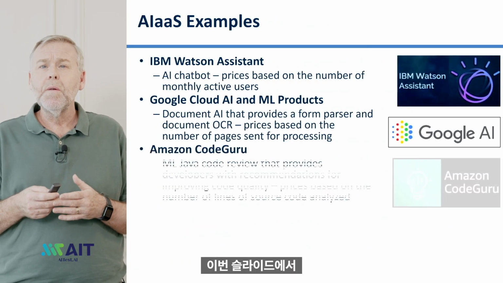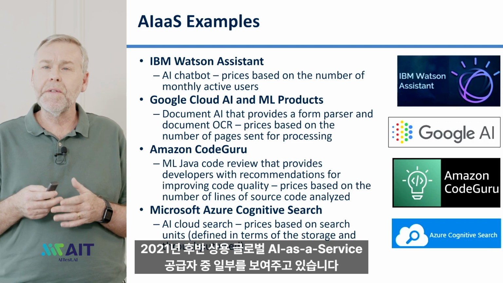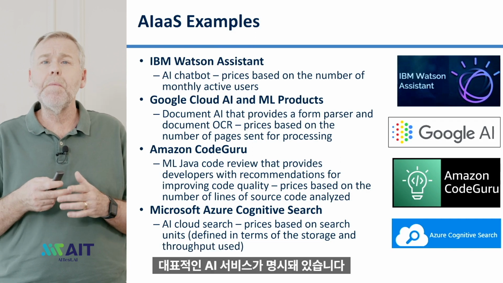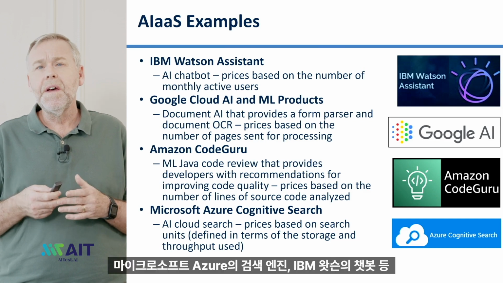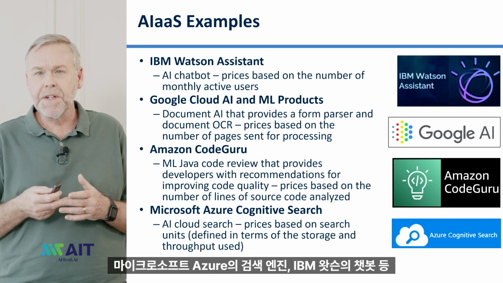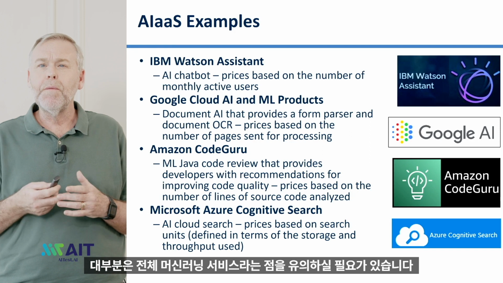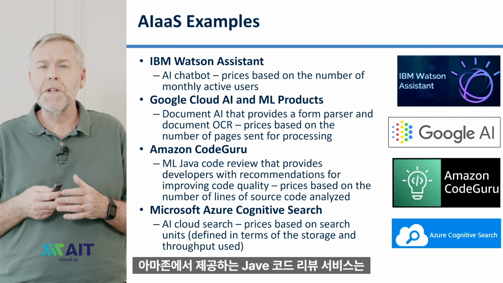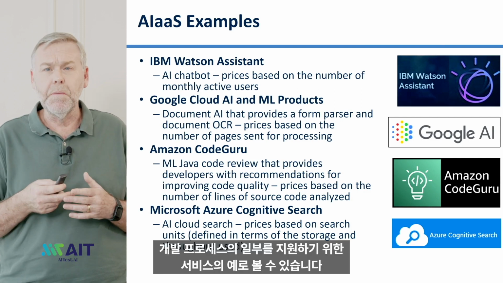On this slide, we can see some examples of global commercial suppliers of AI as a service available in late 2021, and for each of these, an example service they provide in the area of AI is listed. Note that most of these examples are full machine learning services, such as the search engine from Microsoft Azure and the chatbot from IBM Watson. In contrast, the Java code review service from Amazon is an example of a service that supports only part of the development process.